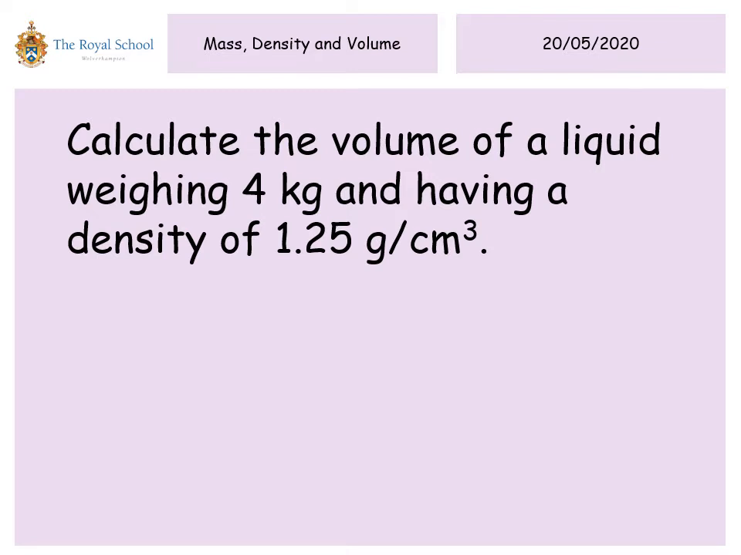So next question then, calculate the volume of a liquid weighing 4 kilograms and having a density of 1.25 grams per centimetre cubed. And pause the video until you've given this one a go and we can run through the answers.